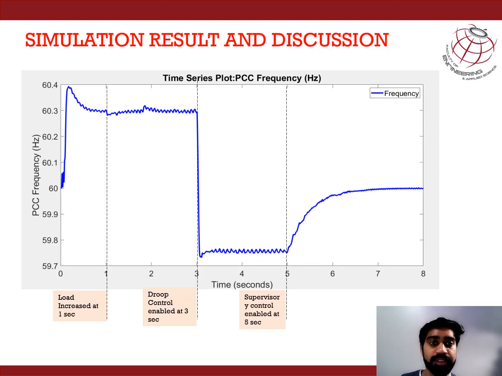So this is the frequency deviation captured during the simulation of 8 seconds. As there is a load increase at 1 second, you can see the frequency deviation, and at 3 seconds group control is in action, and at 5 seconds the supervisory controller is enabled. As you can see, the frequency deviation is within the limit of 1% of droop set points, and when supervisory control turns on, frequency tries to reach 60 Hz at a steady state value.